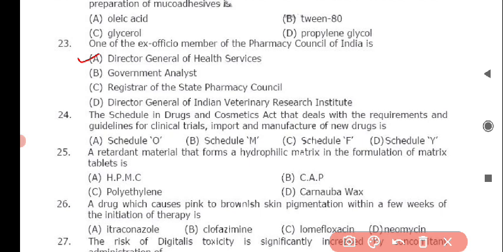Next question is the schedule in Drug and Cosmetics Act that deals with the requirements and guidelines for clinical trials, import and manufacture of new drugs is, and the correct answer is option D, Schedule Y. Next question is a retardant material that forms a hydrophilic matrix in the formulation of matrix tablets is, and the correct answer for this question is option A, HPMC, hydroxypropyl methyl cellulose.